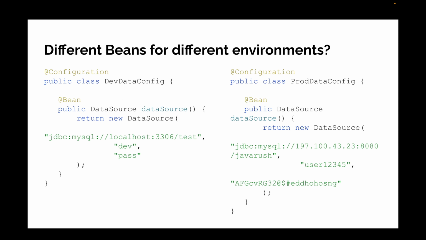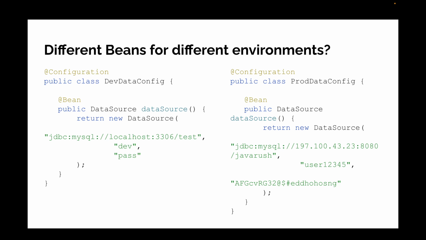Now let's say we have different beans for different environments. Let's say for development environment we have dev data config, which we want to use, and for production environment we have prod data config, which we want to use. And both of these config files have the data source bean, so the type of bean is the same. But while creating the data source bean, we are providing different database URL, different username and different password. So you can see for the development purpose we use simple username, password and URL, but for the production we use complicated username and password, and the URL of the data source is also different.